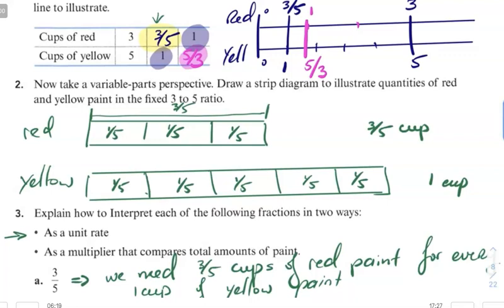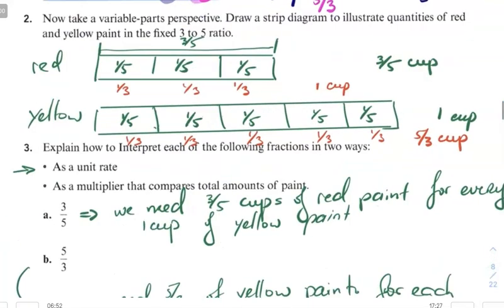Now you can do exactly the same kind of thinking for the vice versa. So if this was instead 1 cup of red, then this would be 1/3, 1/3, 1/3. And then all of these would be 1/3 as well of the cup of red. So there would be 5/3 cups of yellow. Right? So whatever the amount of red that you have, you need 5/3 of that for the yellow.